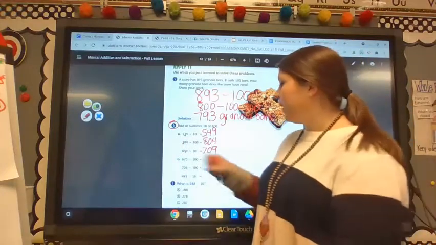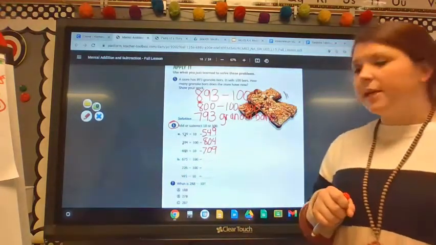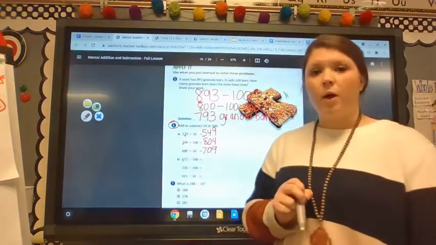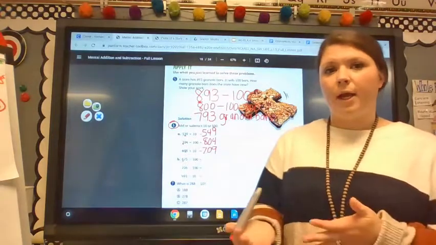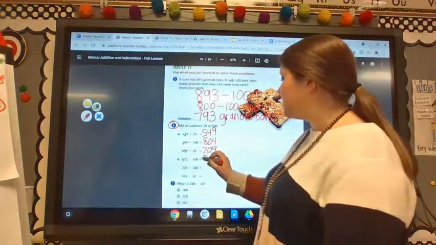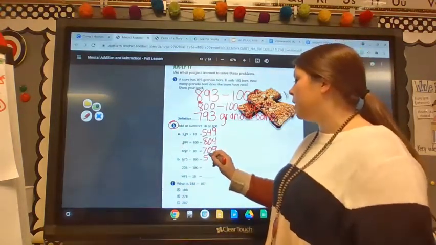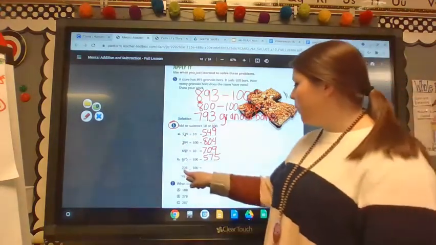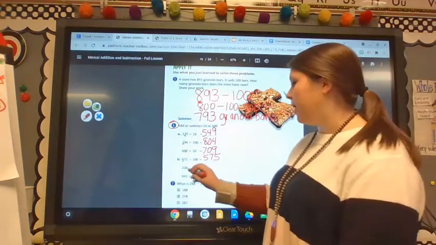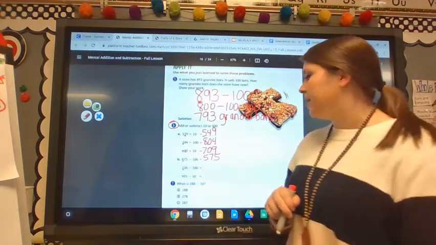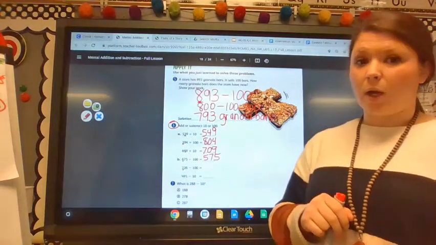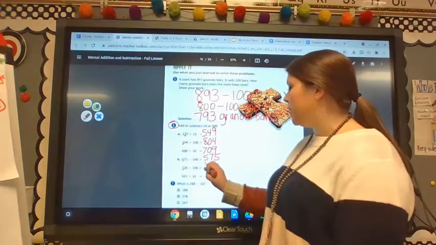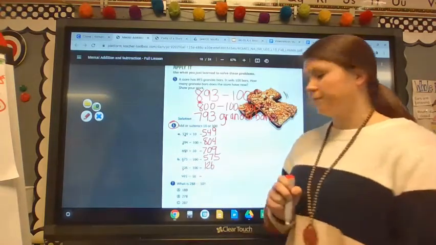All right, now let's check B. 675 minus 100. We're going to get smaller by 100. So 600 take away 100 is 500. So 675 minus 100 is 575. Okay? 226 minus 100. So if we look, our hundreds place is changing. 200 take away 100 is 100. So 226 minus 100 is 126.